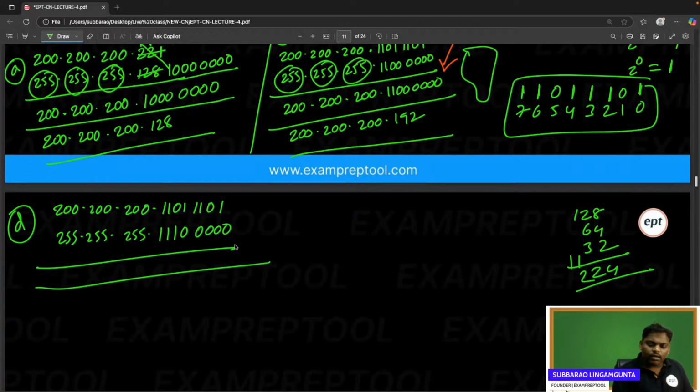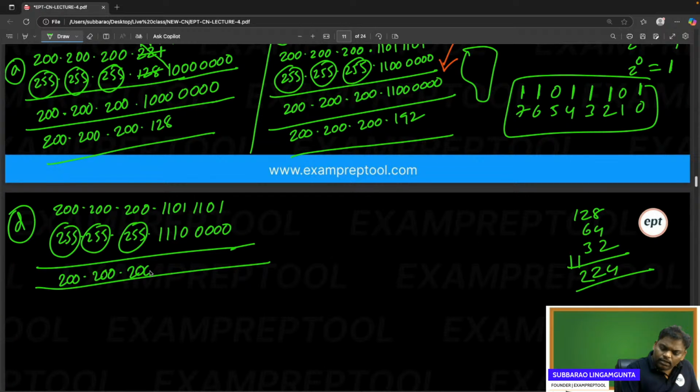Do the AND operation now. All ones AND operation anything gives anything. Right? So I think 11 will come. Remaining, I think, 111, no, 11 only. AND operation, both are ones, then only one. It will go to 200. It is going to be 200. It is going to be 192.